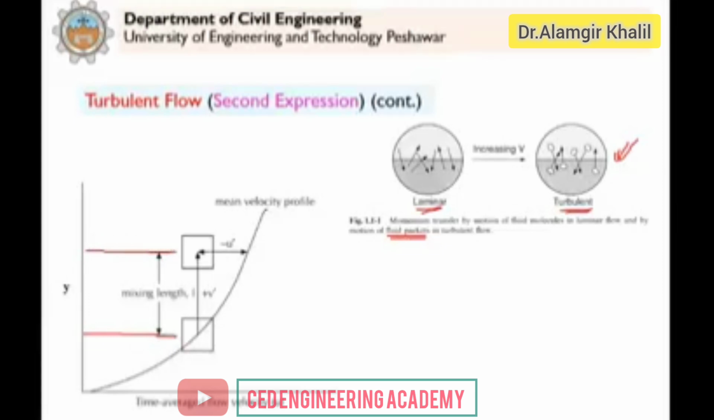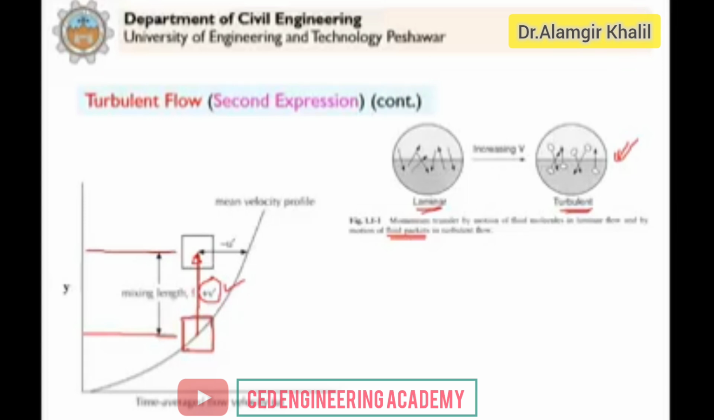And as you can see, the velocity profile is drawn here. When this fluid particle, or pocket of fluid, which is an eddy, moves from this layer to this layer, clear? This is in the positive y direction. So that is why we have plus v dash.